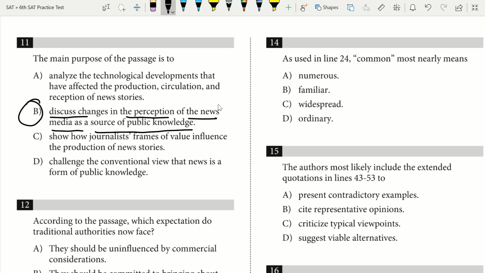Option A, analyzing the technological developments that affected the production, circulation, and reception of news. We aren't analyzing technological developments, so A is wrong. C, showing how journalists' frame of value influence the production of their news stories. No, that's too narrow. That's not the big picture main purpose. That's too narrow of an answer choice. D, challenging the conventional view that news is a form of public knowledge. We actually agree that it's a form of public knowledge, so D is incorrect.